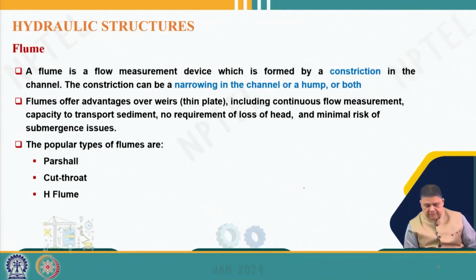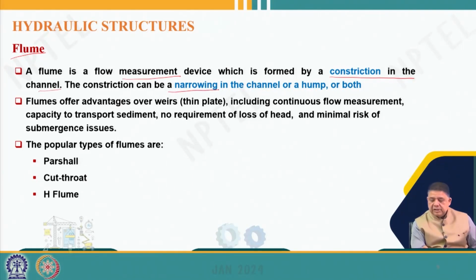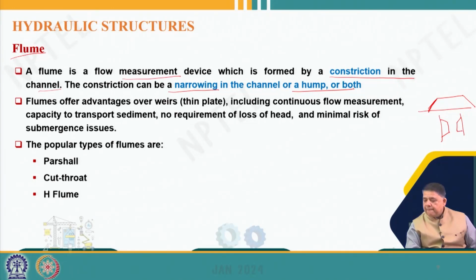Then we come to the third type of hydraulic structures, which is flumes, and it is also a flow measurement device which is formed by a constriction in the channel, and the constriction can be a narrowing in the channel or a hump or both. That means if you have a channel, then of course you can have some kind of hump structure, or some kind of narrowing of the channel width could be there. So, this constriction could be either by a hump, that is raising the channel bed, or by narrowing the channel width. Both ways it can be done.